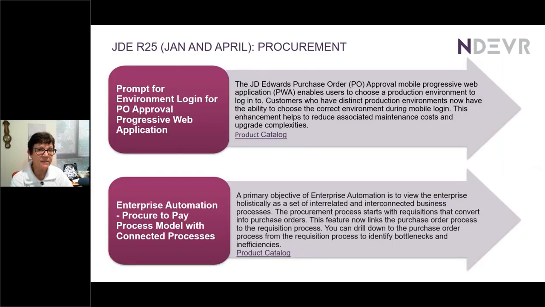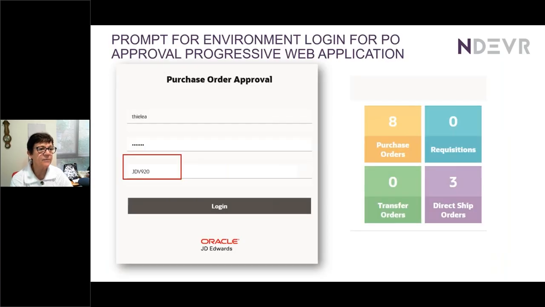In procurement, there have been two new enhancements released. The first one is on the progressive web application. Basically, Oracle have included an environment login so that if you do have two production environments, for example, the user can decide which environment they need to log into for purchase order approvals.